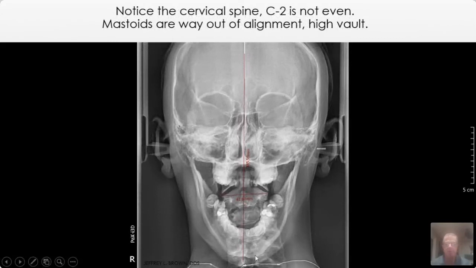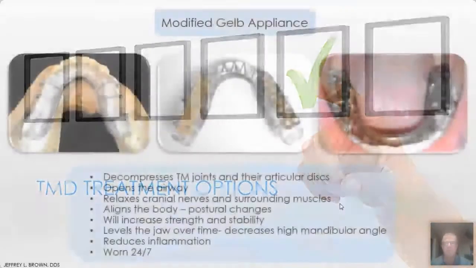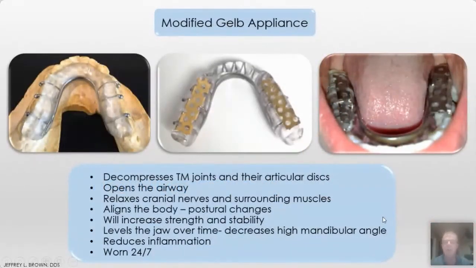Neck pulling all through here, very typical. Okay, the condyle should be in the Gelb 4-7 position, roughly there. Treatment ways. Clearly we have to decompress the TM joints. This helps to open the airway, relaxing cranial nerves. The body will help align too, leveling the jaws over time, reducing inflammation.